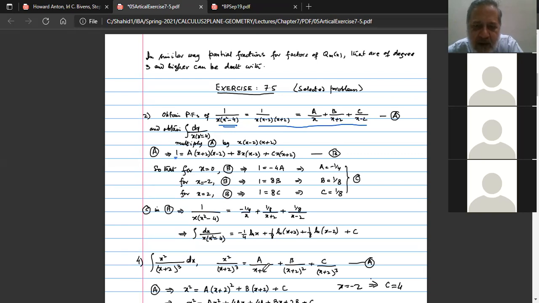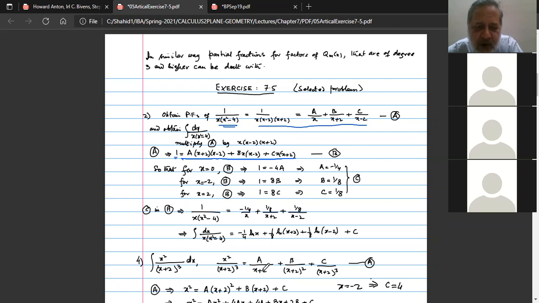When you multiply the second term with this triplet, then x plus 2 will be cancelled out, or b के साथ x into x minus 2. When you multiply this triplet with the third term, x minus 2 cancel हो जाएगा, or c times x into x plus 2. So now this is a situation that helps us in finding the values of a, b, c by choosing suitable values of x. For example, अगर मैं x 0 ले लेता हूँ, तो ये term खत्म हो जाएगी, ये term खत्म हो जाएगी.